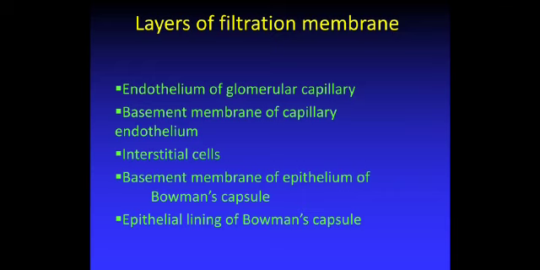For any filtration to take place, there is a filtering membrane, which comprises the endothelium of the glomerular capillary. In the glomerulus and Bowman's capsule, we have the endothelium of the glomerular capillary, the basement membrane of the capillary endothelium, the interstitial cells, the basement membrane of the epithelium of Bowman's capsule, and the epithelial lining of Bowman's capsule. So this is the filtering membrane.